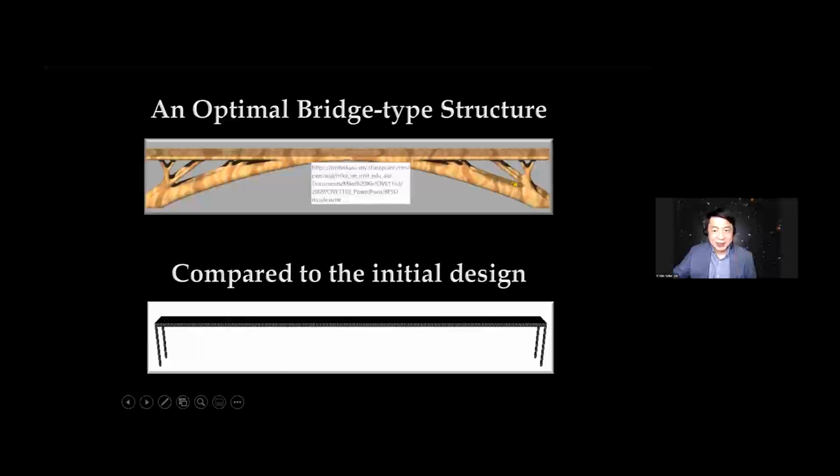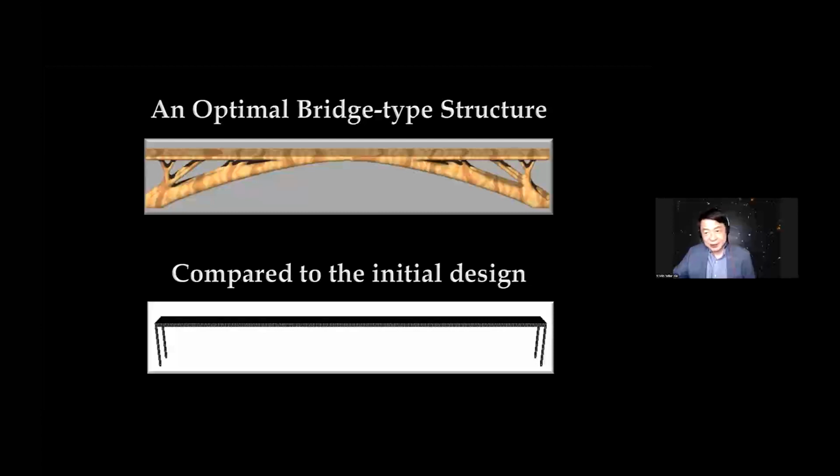So this arch bridge is a different structure concept to the beam and column design. In addition to the main arch, there are additional branches like tree branches. And so we have tree branches plus the main arch to make the whole structure evenly loaded. So it's structurally more sensible and more effective.